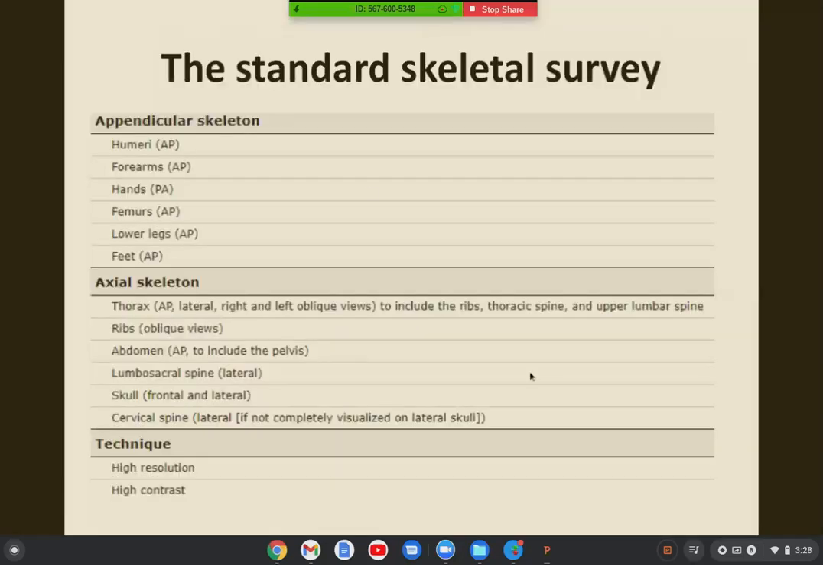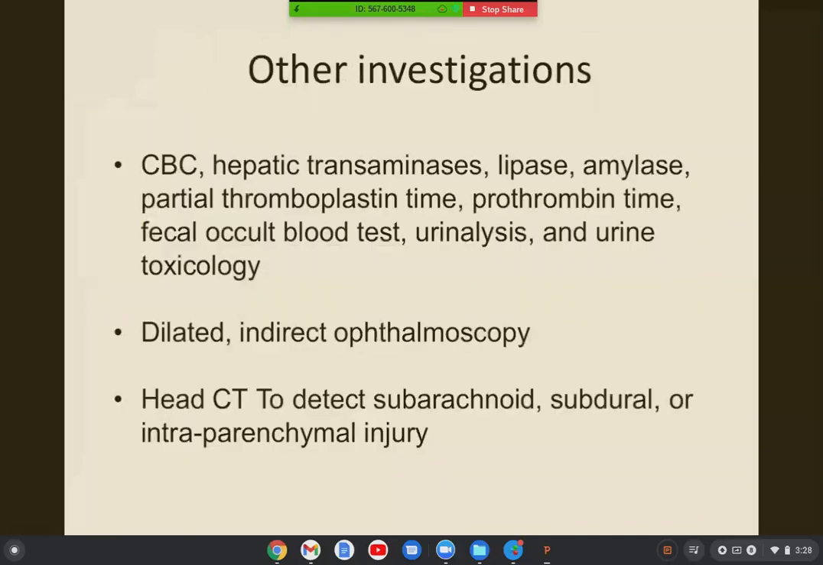Now, skeletal survey: you should always do a survey of the appendicular skeleton, that is humerus, forearms, hands, femurs, lower legs, feet. Do not forget the axial skeleton, that is mid part, thorax, ribs, abdomen, lumbosacral spine, skull and cervical spine. Technique should be high resolution, high contrast.